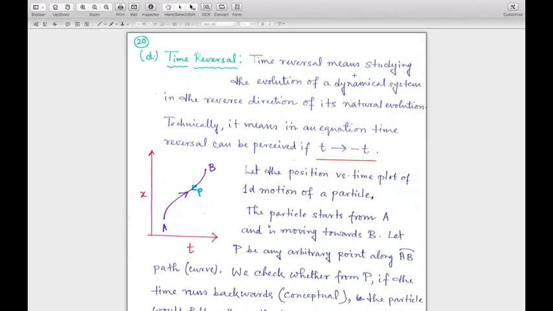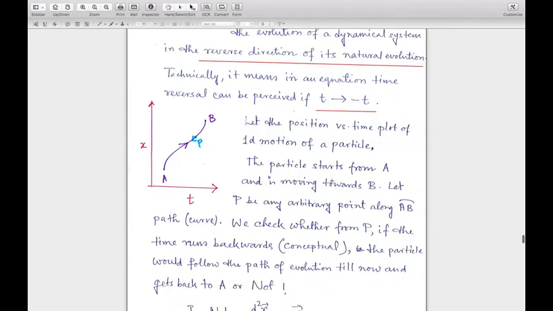Time reversal means the study of the evolution of a dynamical system if we assume that the time is running backwards, right? So it will always be in the reverse direction of its natural evolution. Technically, this type of transformation can be perceived if we simply make this transformation t to minus t.